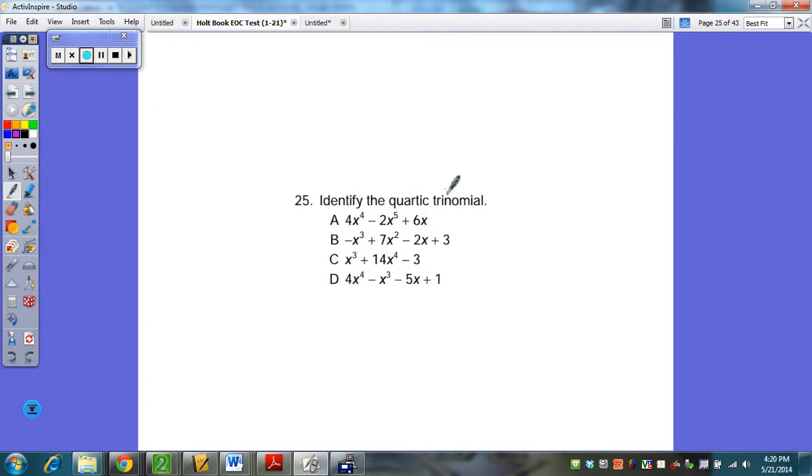Quartic trinomial. This tells me the number of terms and the exponent. Quartic means 4. Fourth degree exponent, number of terms. Well, the highest order here is 5. So this is not a quartic. The highest number here is 3. It's not a trinomial. The highest number here is 4. This is a trinomial. The highest number here is 4, but this has 4 terms in it. So therefore my answer is C. Quartic trinomial.